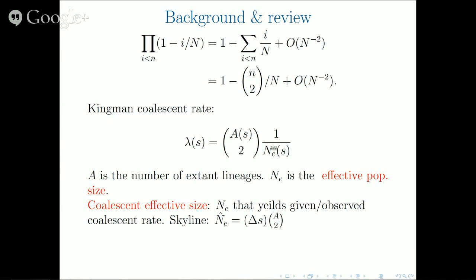So the definition of effective population size that I'm using here is simply the population size that gives you the coalescent rate that's observed in the given genealogy. And that's basically the definition of effective population size used by the skyline estimator. The skyline estimator is the maximum likelihood population size within each observed internode interval for a given genealogy.